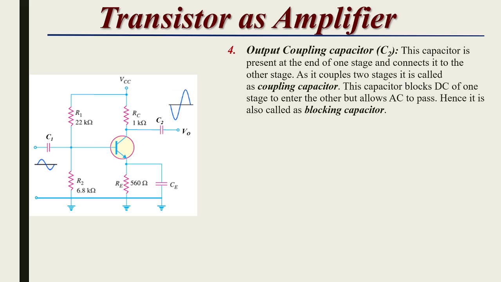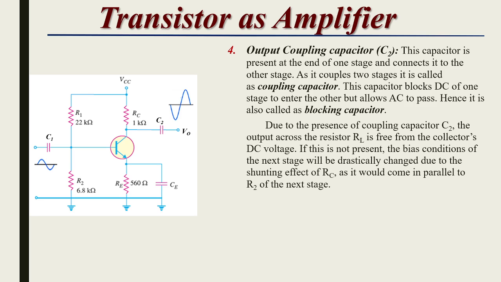Again, this capacitor blocks the DC of one stage from entering the other but allows AC to pass. Hence, it is also called a blocking capacitor. Due to the presence of this coupling capacitor C2, the output across the resistor RL is free from the collector's DC voltage. If this is not present, the bias condition of the next stage will be drastically changed due to this shunting effect of RC. Shunting means it would become parallel to R2 of the next stage.